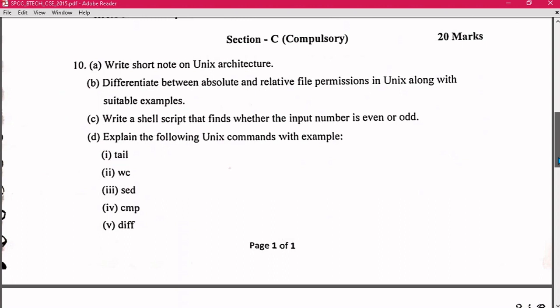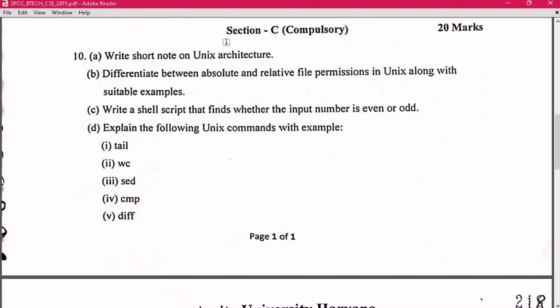Now, in the last section, section C, this is a 20 marks question, right? You need to explain the Unix architecture, and also explain the difference between absolute and relative file permissions in Unix. You have to write a shell script to find out whether a number is even or not. Again, a very simple question. And you need to explain all these commands briefly, right? You have to write the syntax of all these commands.